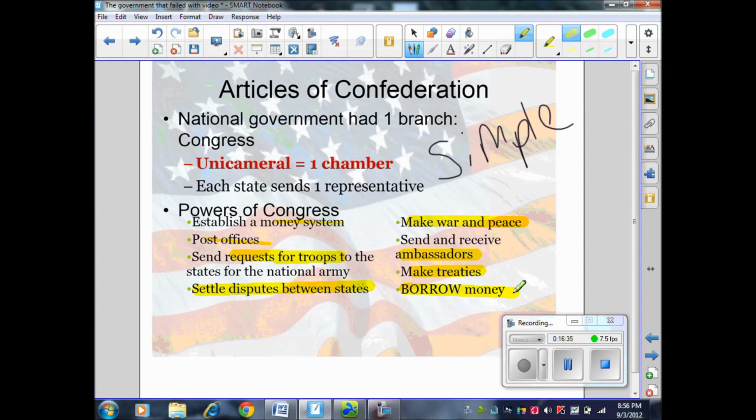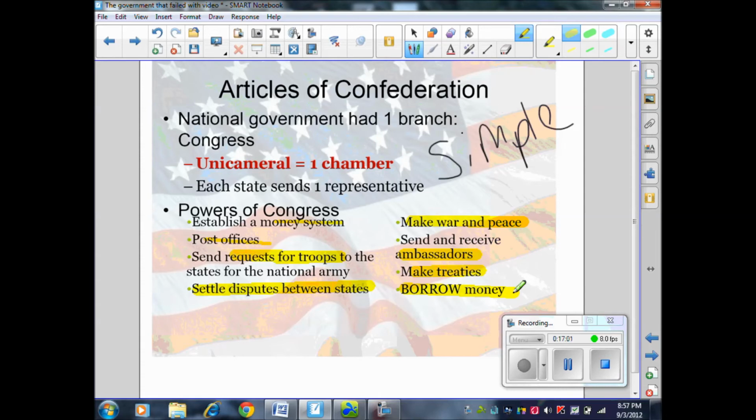So what you'll see on your note sheet actually is a list of these items here, but the question asked of you is not what the powers are of Congress, but why. Why are these a bad combination of powers? What makes this government so weak? Because if you know this government failed, like the title of the presentation told you, the question you should ask yourself is, why did it fail? What made this government not work?